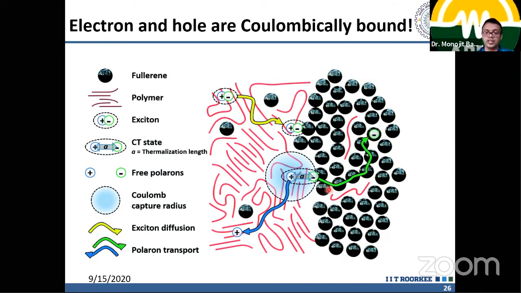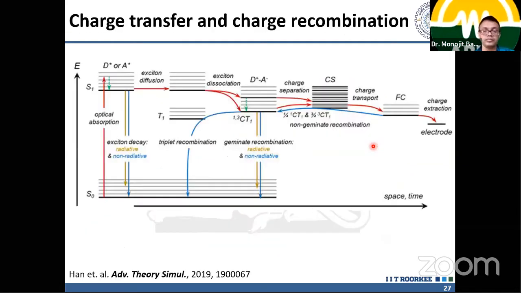And the way these charges move, it's not like a free charge; rather, they are called polarons. Polaron means these charges are sort of bound to the lattice vibration. So it's a deformational state. It's a partial charge which is bound to the polymer chain or the fullerene in that sense, and they are transported along with the thermal vibration. So it's a hopping mechanism, and that's how the charge gets transported.